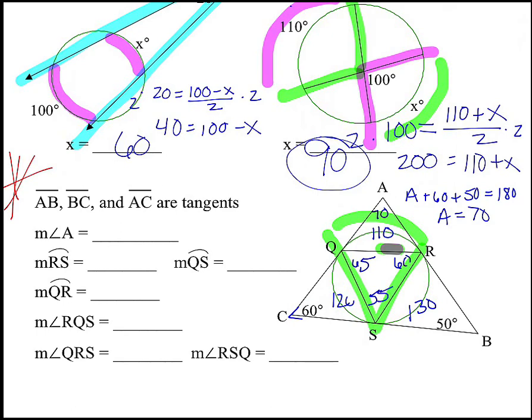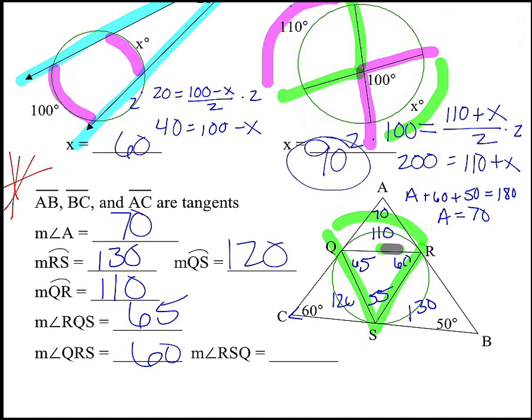So now I found all those angles of the triangles and all the pieces of the circle using nothing but tangent-tangent angles and inscribed angles. So now let's just go back and make sure we got all of them right. Angle A would be 70. Arc RS we figured out was 130. Arc QR was 110. Arc QS was 120. Angle RQS was 65. Angle QRS was 60. And angle RSQ was 55. And if you check your numbers, you'll notice that all three arcs add up to 360 when combined, and all three angles of both triangles add up to 180 degrees, which means I have to be correct because everything fits.